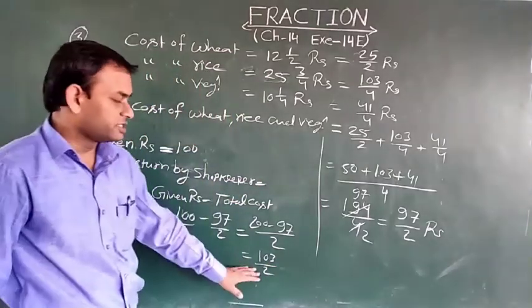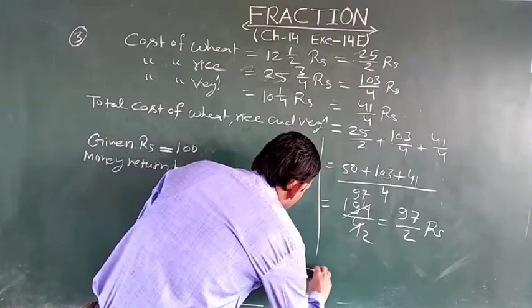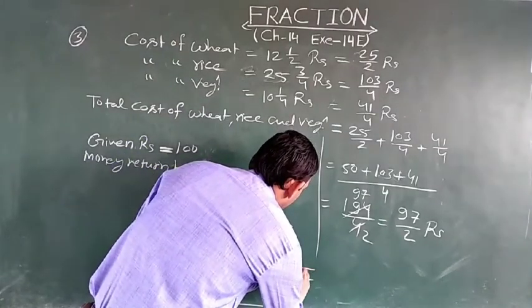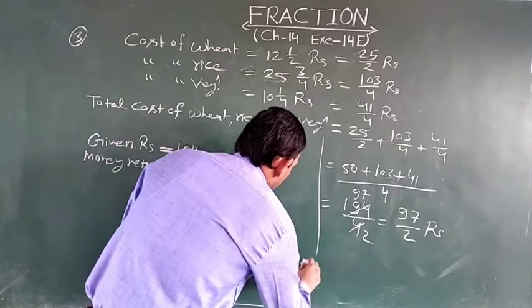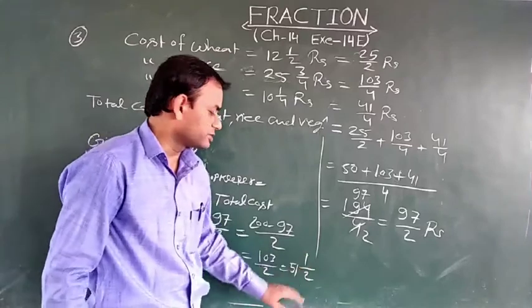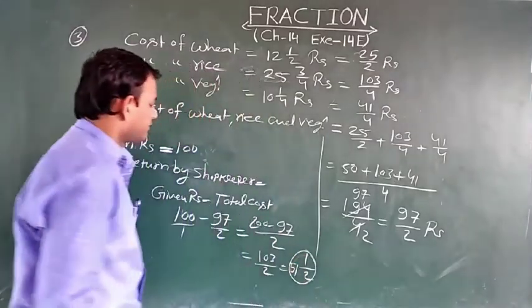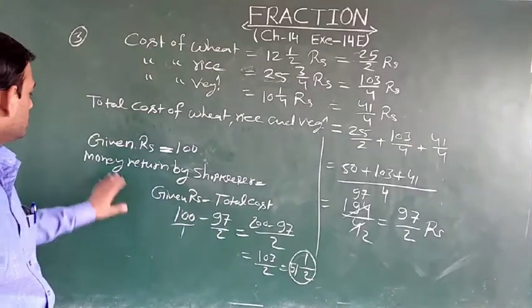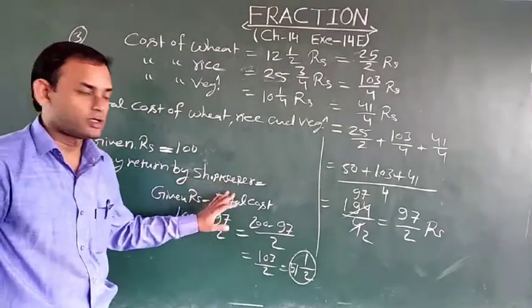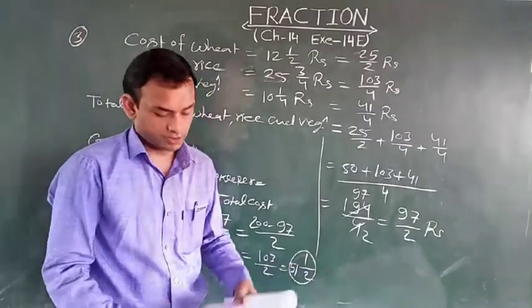Okay, you will change it into a mixed fraction, so you will get 51 and 1 by 2 rupees is the remaining or left rupees. Got it? The money returned by the shopkeeper will be 51 whole 1 by 2 rupees.